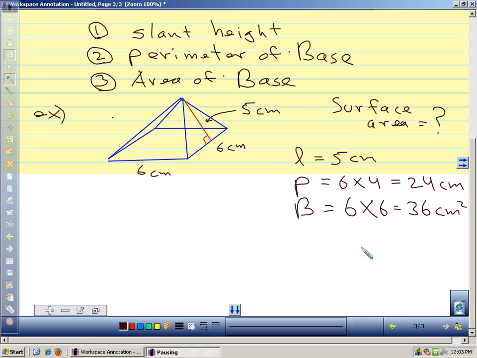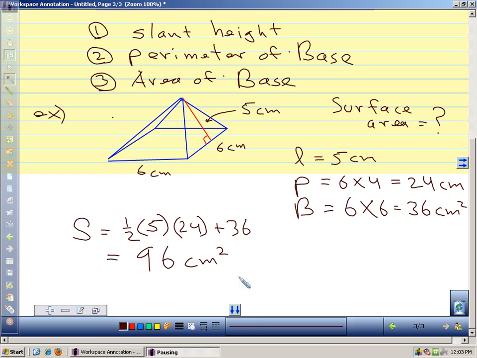So now I have all the parts for my formula. The surface area is 1/2 times 5 times 24 plus 36. And if I calculate that out and add it all together, it turns out to be 96 centimeters squared. So the surface area of this pyramid turns out to be the same as the surface area of our prism that we started with. Any questions on that part?